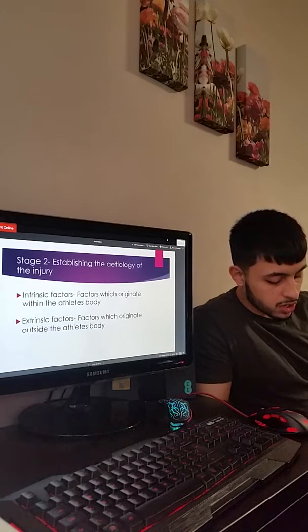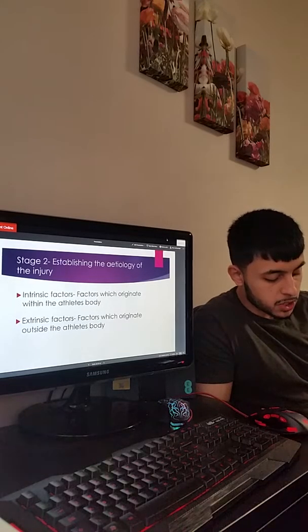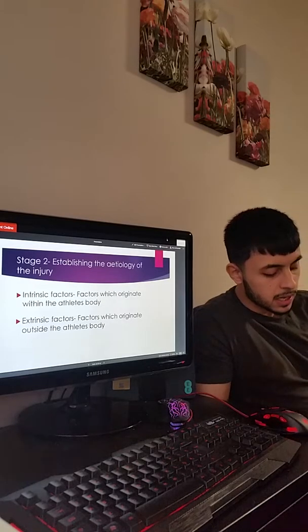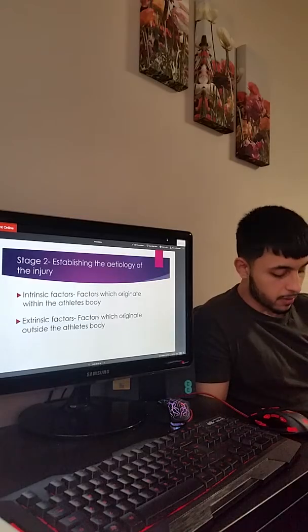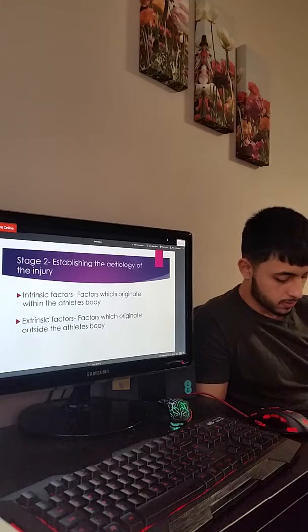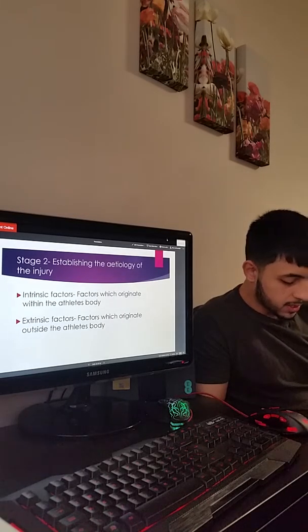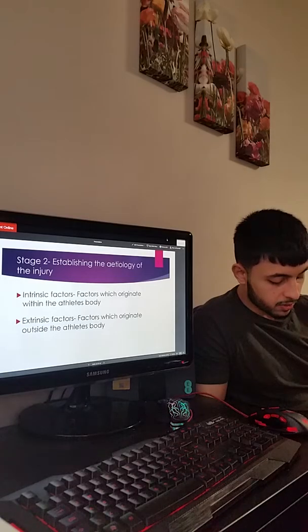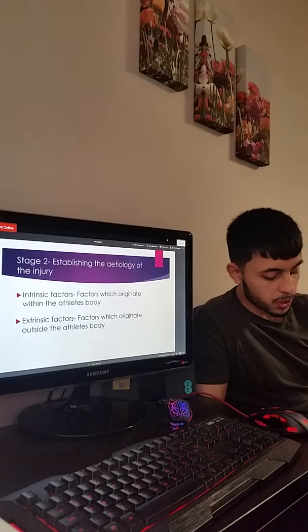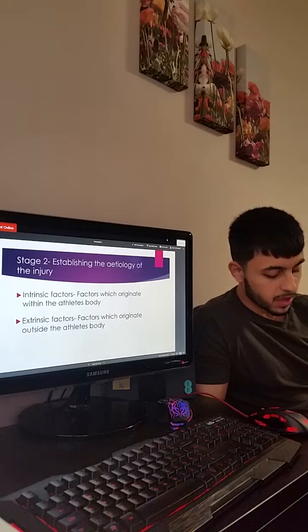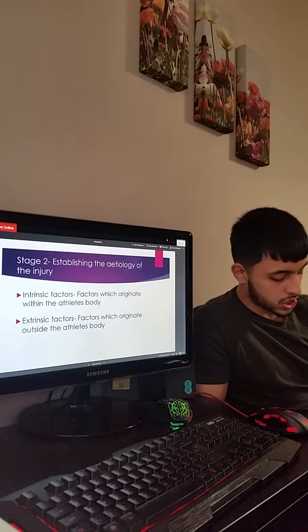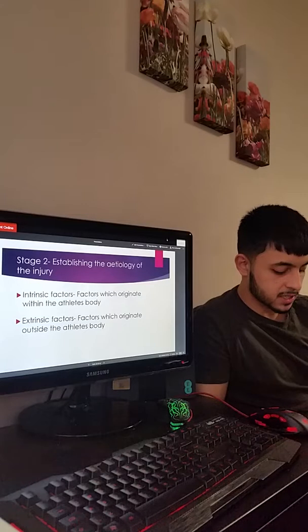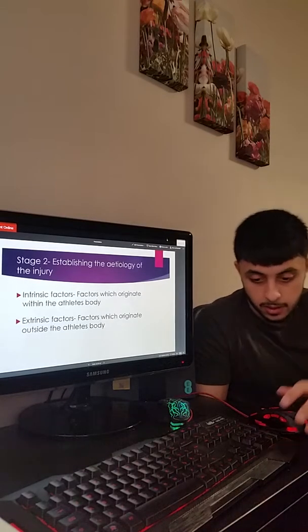This stage of the Van Mechelen model is significant because by establishing the etiology of the injury, the athlete would be able to introduce preventative measures aimed at reducing the incidence of injury, which is stage 3. Without establishing the etiology of the injury, the right preventative measure cannot be made, because in order to treat the injury, the athlete first needs to treat the cause of the problem, which can only be identified by establishing the etiology of the injury.